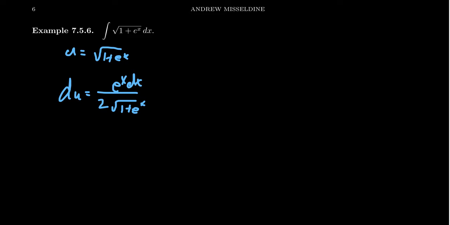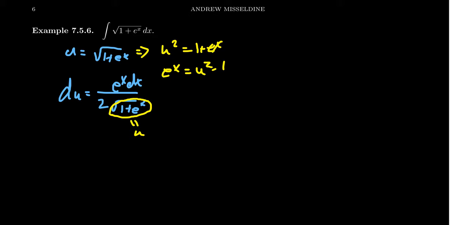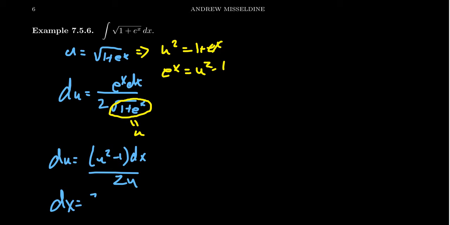Now we know what to do with the square root of 1 plus e to the x. That itself is equal to u. And if we manipulate the original equation, square both sides, you get u squared is equal to 1 plus e to the x. Subtract 1, e to the x is equal to u squared minus 1. And so that's what we're going to do here. Coming back, du is going to equal u squared minus 1 dx over 2u. Solving for dx, we get dx equals 2u du over u squared minus 1.